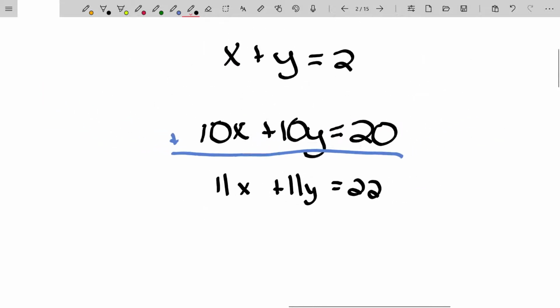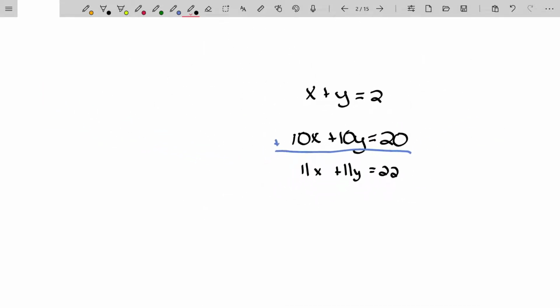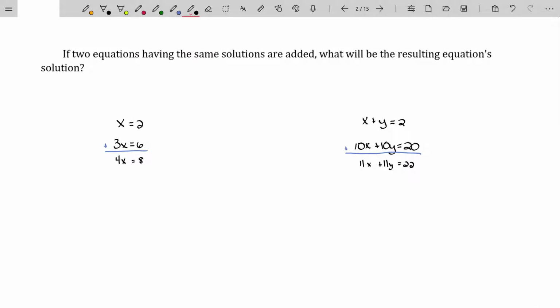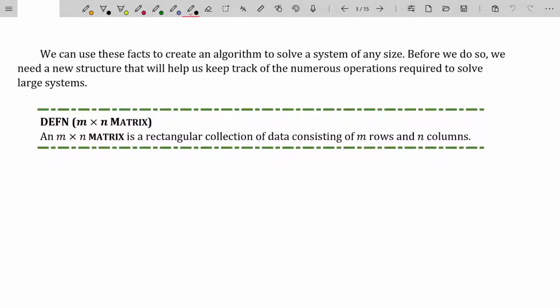So no matter what, it looks as though if you add up two equations having the same solutions, the result will still have the same solution. And I've written that in right there. Now we can use these facts to create an algorithm to solve a system of any size. But before we do, we need a structure that'll help us track the number of operations. There's a huge amount of operations that can get involved when you use these methods, and as such, you want to make sure you minimize your chances for making mistakes.